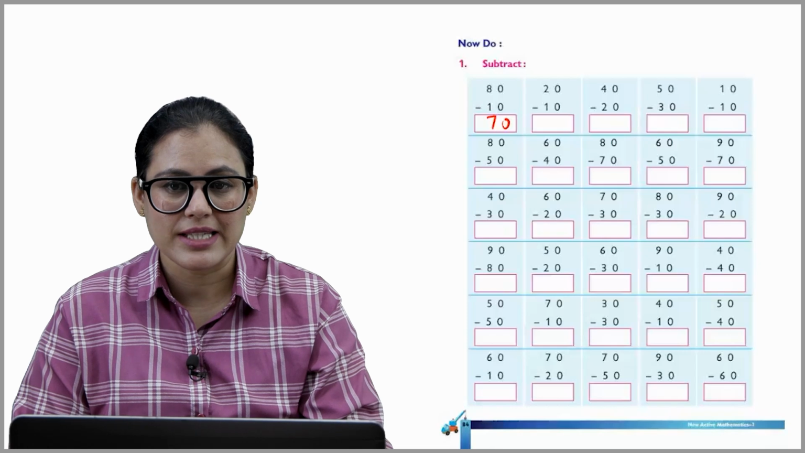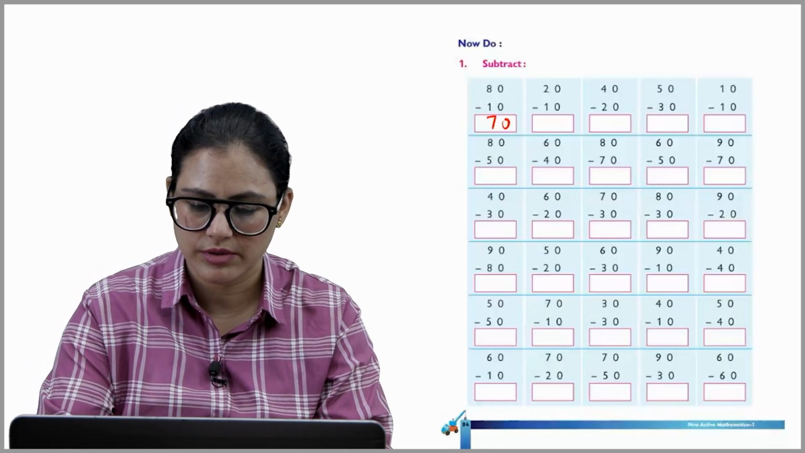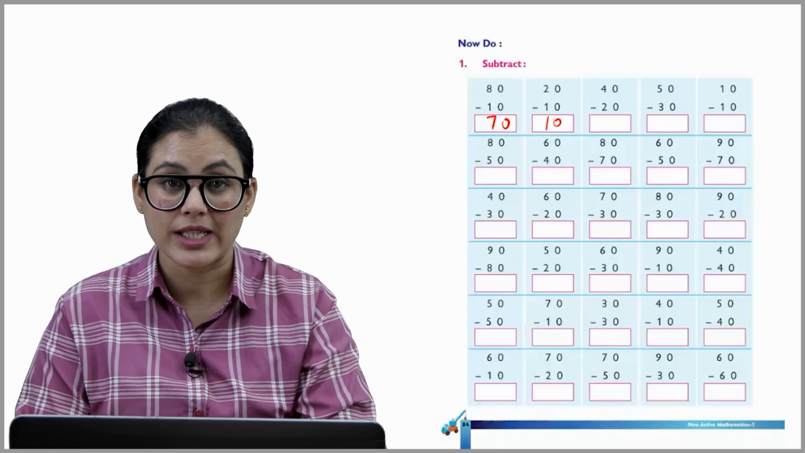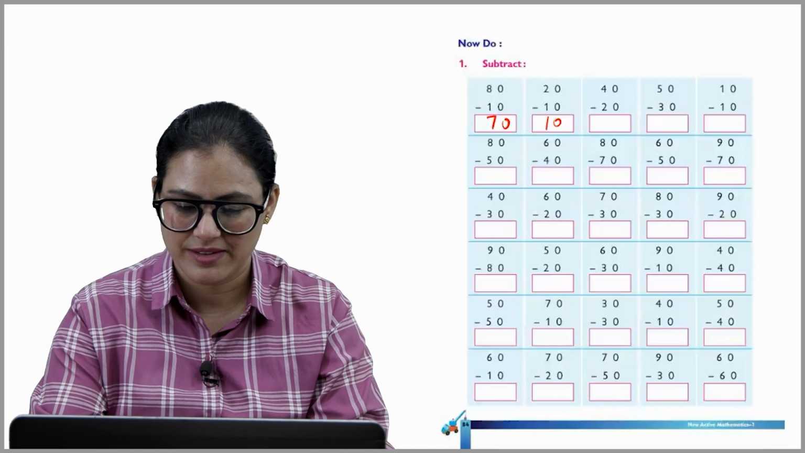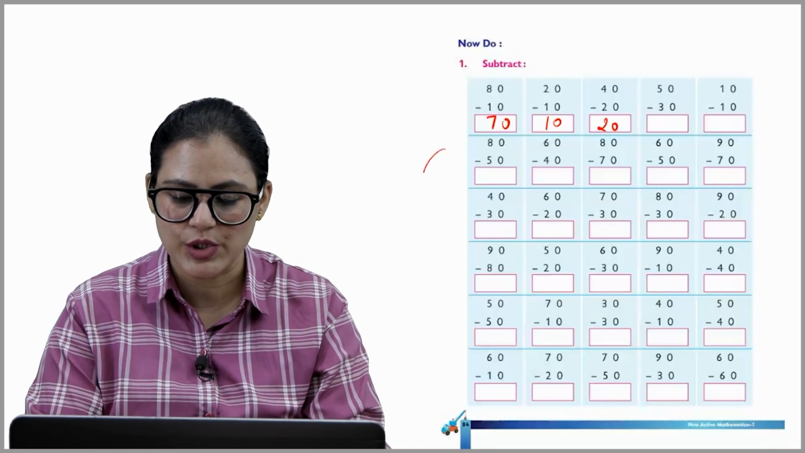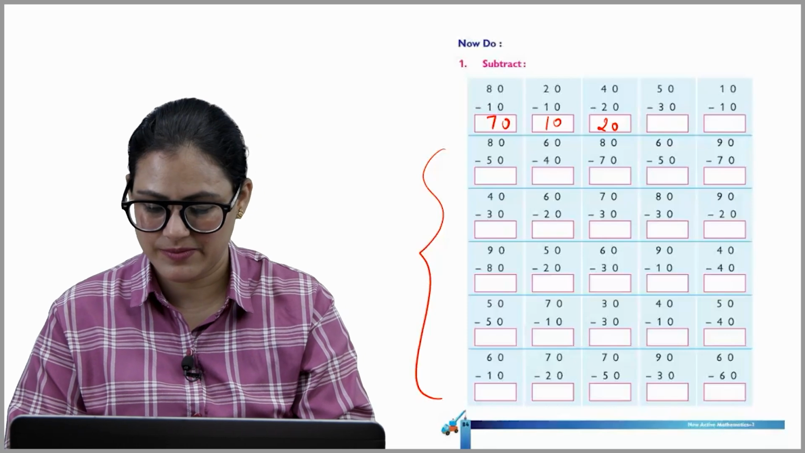20 minus 10 is 10, okay. 40 minus 20 is 20, right? Remaining parts you will do by yourself, right?